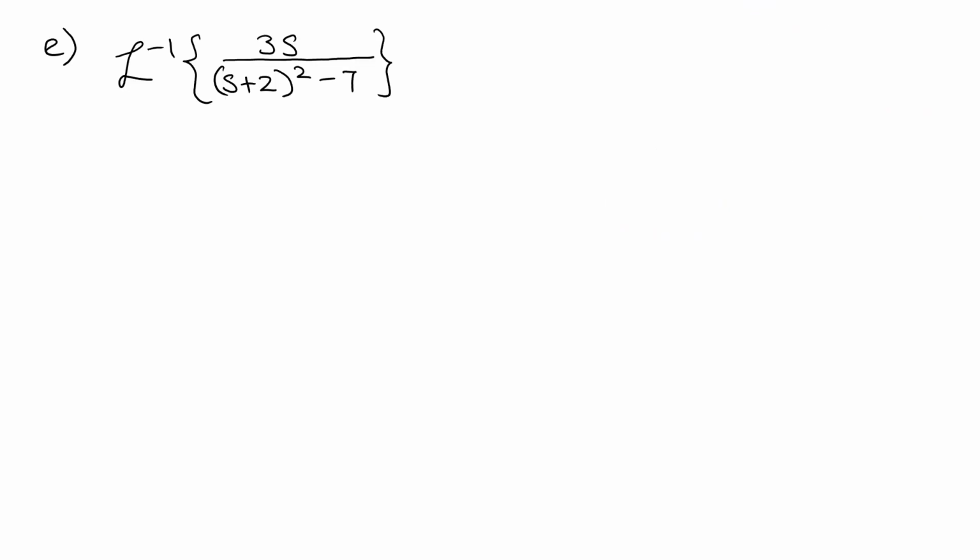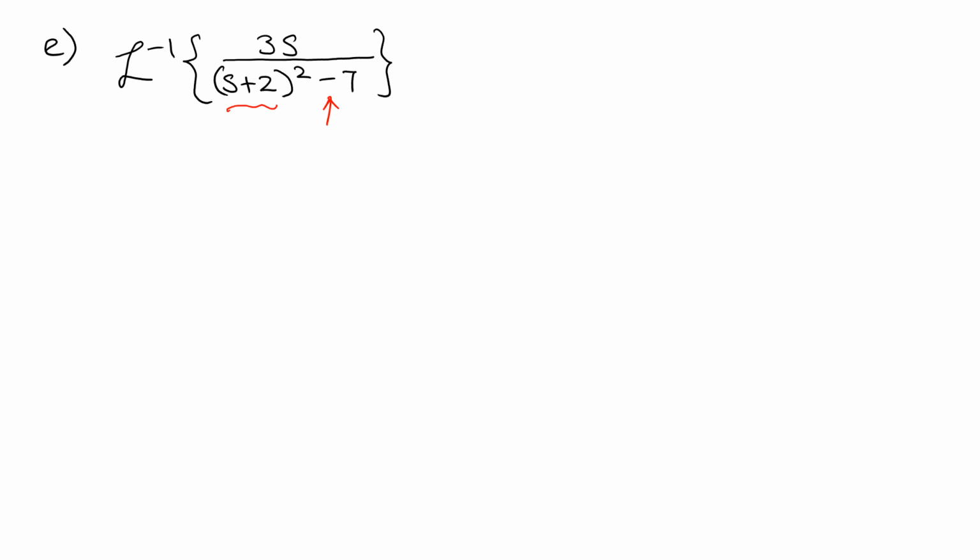So as the next one, we have 3s over (s plus 2) squared minus 7. So there are a few issues here. There's a minus sign. That's the first thing. We see a minus sign there. And also, you see that there's an s plus 2 term there. That doesn't match with any of the ones that we did earlier.